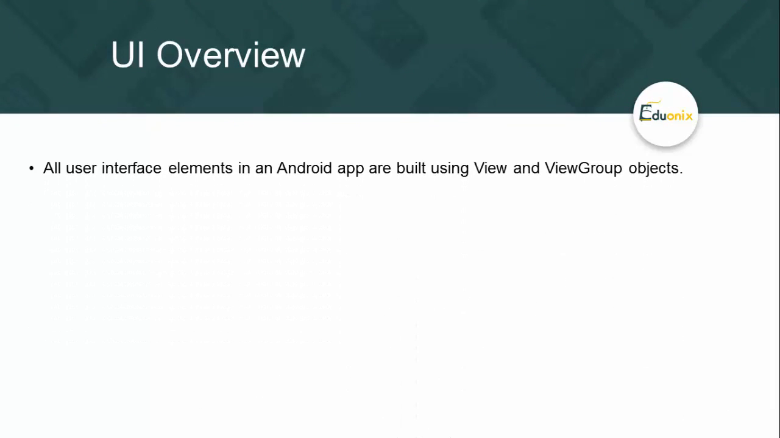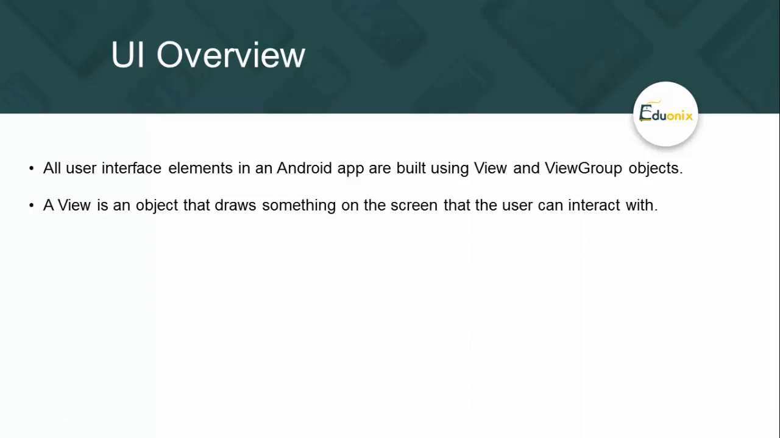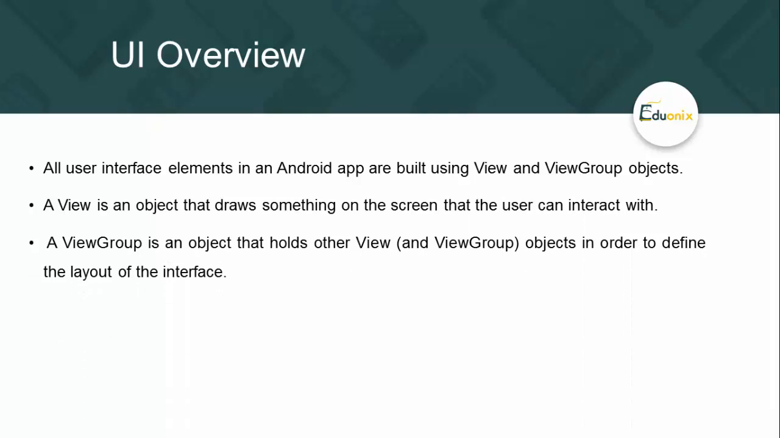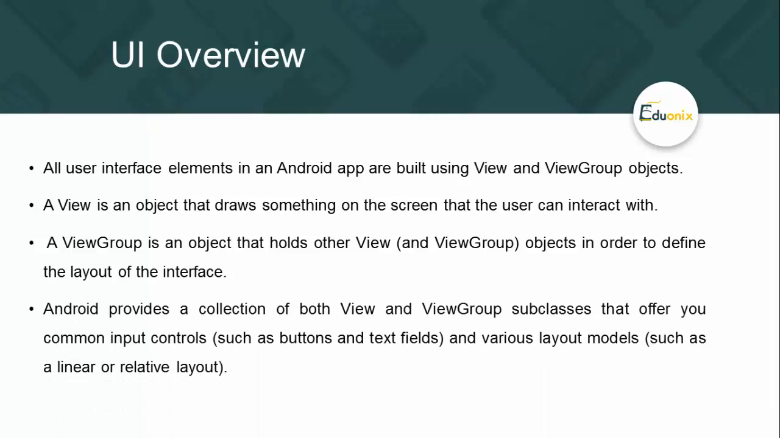All user interface elements in an Android app are built using view and view group objects. A view is an object that draws something on the screen that the user can interact with. A view group is an object that holds view and view group objects in order to define the layout of the interface. Android provides a collection of both view and view group subclasses that offer you common input controls such as buttons and text fields, and various layout models such as linear or relative layout.